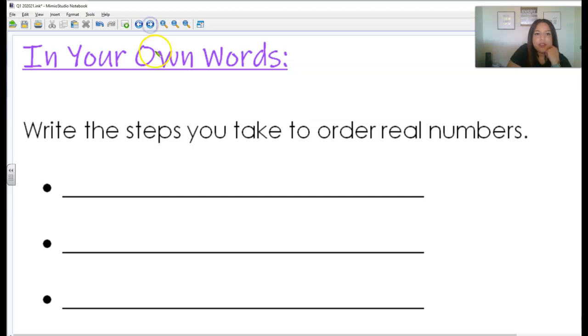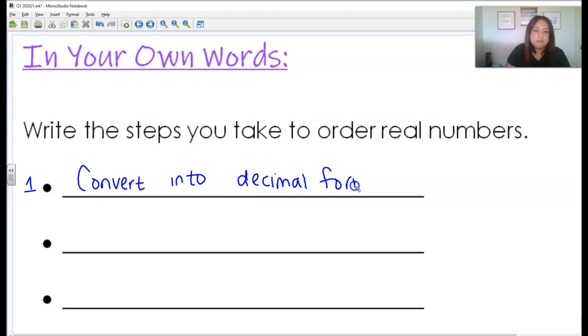All right, so before we move on, in our own words, we want to write the steps. So I want to make sure that I'm doing the same thing every single time and that I don't skip any steps along the way. So first of all, the very first step that I need to do is convert every single number that is given to me into decimal form. Okay, so when they're telling me to order numbers, I need to make sure that I convert them to decimal form.